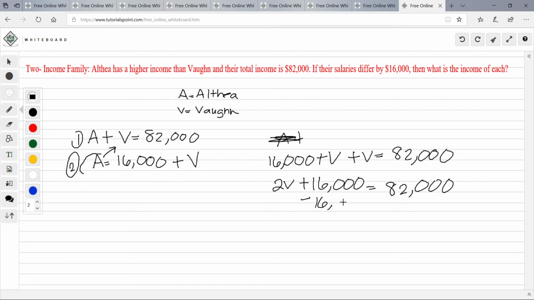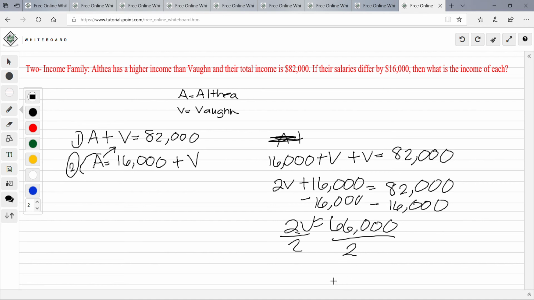Subtract 16,000. So we're left with 2V equals 66,000. Divide everything by 2. So Vaughn is 33,000, because we just solved for V.